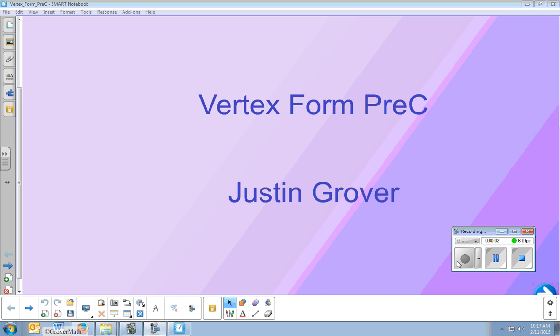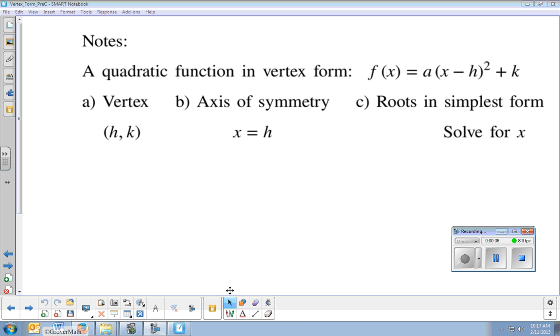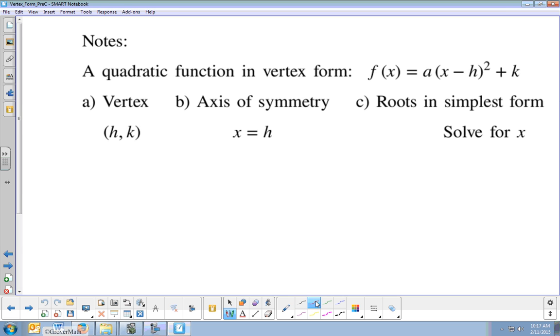Quadratic vertex form, pre-calculus, pre-college math. In the previous video, we learned how to turn ABC quadratics into our vertex form quadratics. And all we really want to do now is learn how to translate that information into a vertex, an axis of symmetry, and find the roots in simplest form. All of which we've actually done a little bit of already, so there's really nothing too new here.